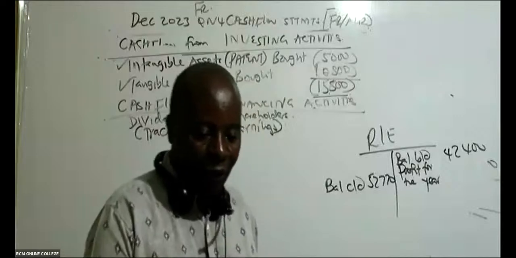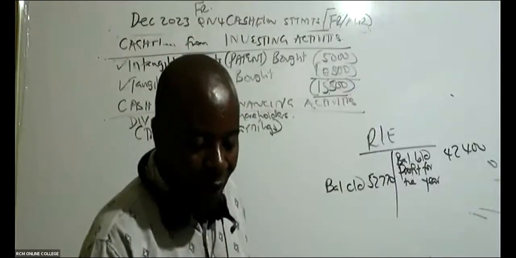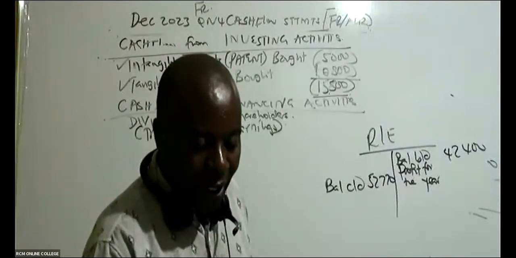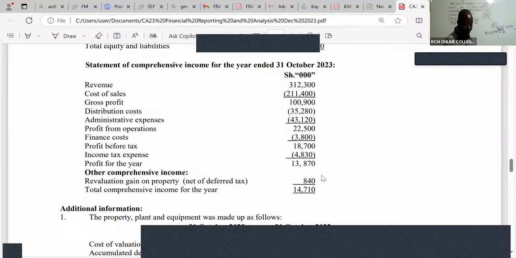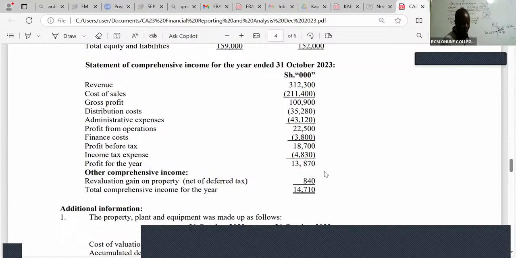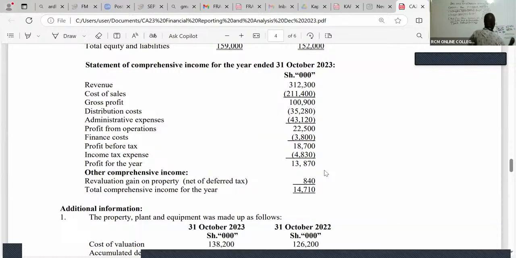So in this case here, profit for the year. Are you able to see the profit for the year? Let's check. Go to your income statement and see the profit for the year. Leave the comprehensive part; it is profit for the year. The profit after tax is 13,870. And then you balance your accounts.